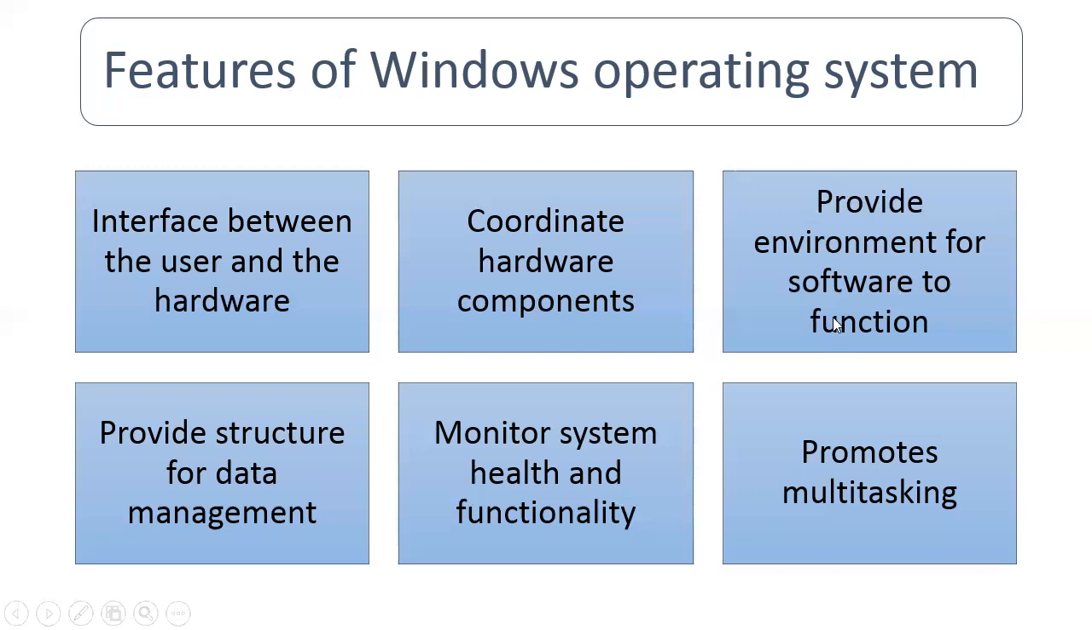Third, provide environment for software to function. An OS provides an environment for software applications to function. An application software is a specific software which is used to perform specific tasks. In GUI operating systems such as Windows and Mac OS, applications run within a consistent graphical desktop environment.